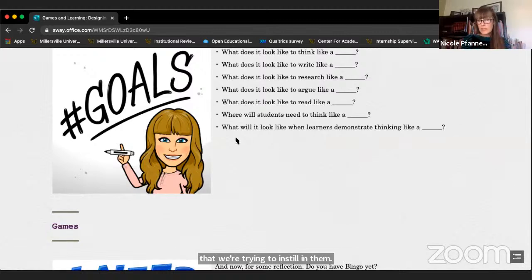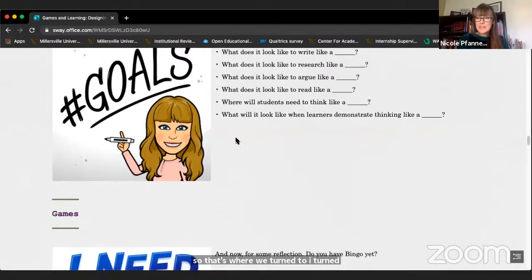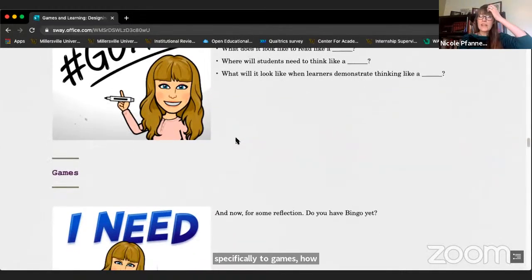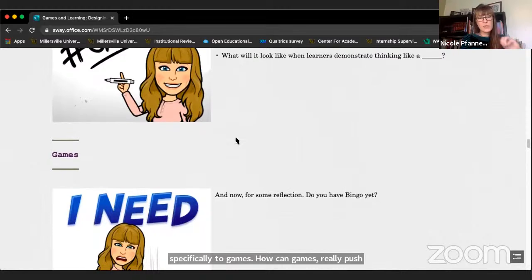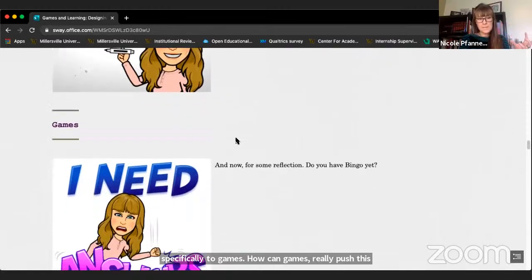And then what will it look like when learners demonstrate that they're thinking like us? So what will it look like when learners demonstrate that they're thinking like a writer? And what will it look like when learners demonstrate that they're thinking like a biologist? What will it look like when learners demonstrate they're thinking like a chemist? And how do we start to shape some of that? And so that's where I turn specifically to games. How can games really push this is what we're looking at and this is what we're doing?